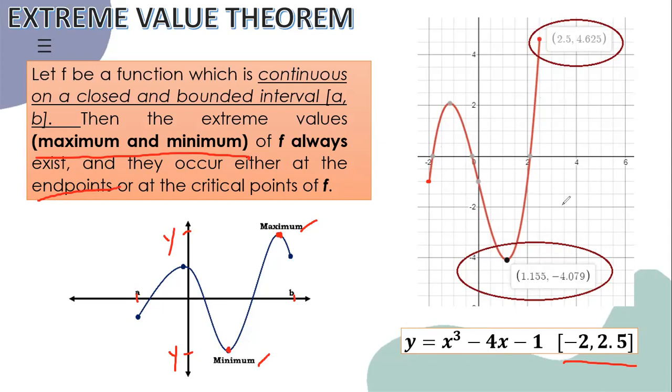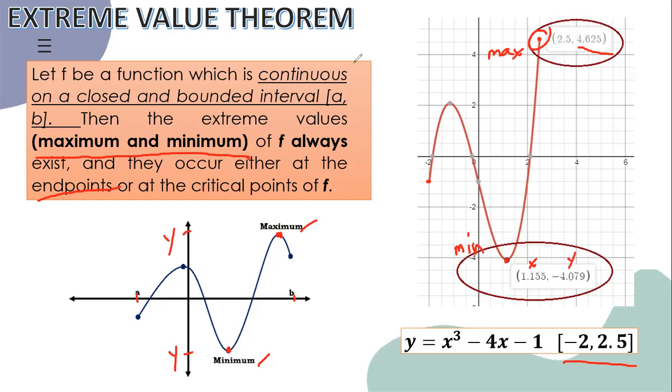So kung mapapansin natin, nasaan ang maximum? Okay? Pinakamataas ay 4.625. So nag-occur siya dito sa endpoint which is sa 2.5. Nasaan naman yung minimum? Nag-occur siya dito sa x is equal to 1.155, then ang y value niya is negative 4.079. Okay, that is the maximum and the minimum of our graph.